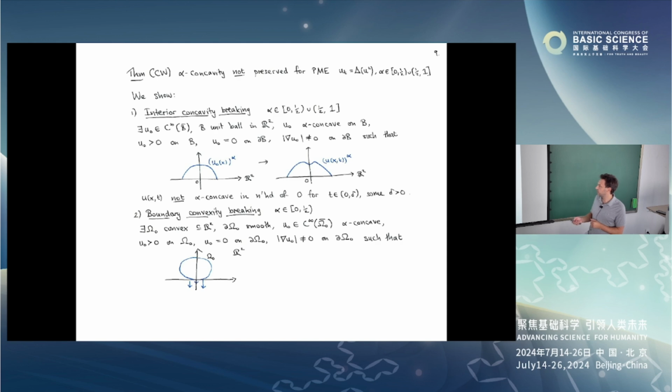And such that, so here's your initial omega naught, and these arrows are showing how the boundary is moving in time initially. And it's moving more on the left and the right than it is at the origin. And that means that at some later time, you get this kind of bean shape, which breaks the convexity. I want to explain why this boundary convexity breaking only occurs for alpha between 0 and a half. Okay, and then we show it's not convex.